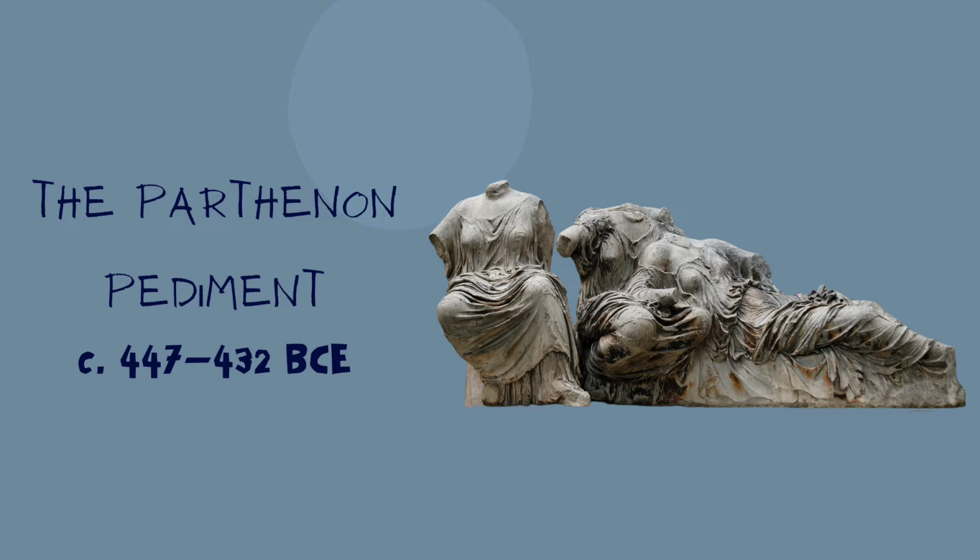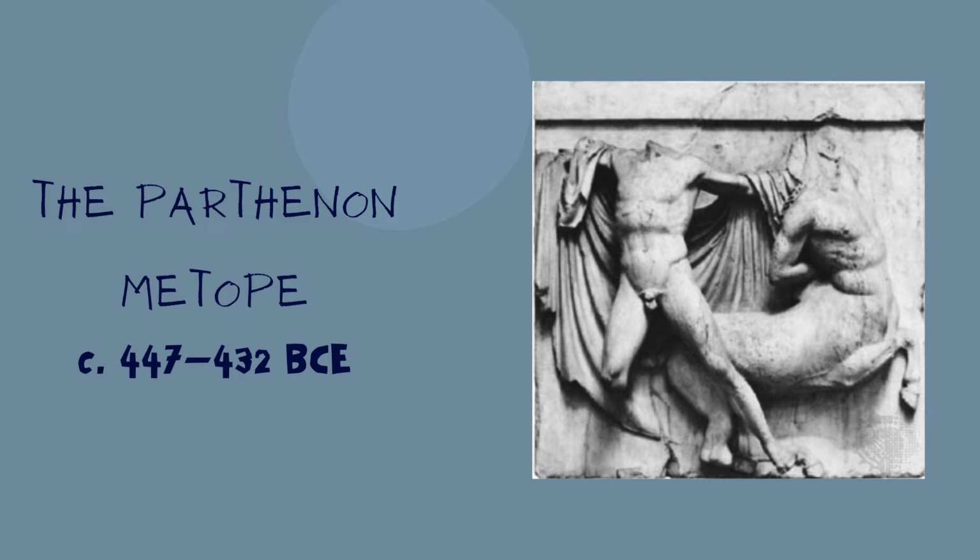Next up are the metopes. The metope is a square space along the frieze which rests atop the lintel. The Parthenon has 92 metopes, and they show scenes of mythical battles. The most famous are the ones that show the epic battle between the centaurs and the Lapiths.